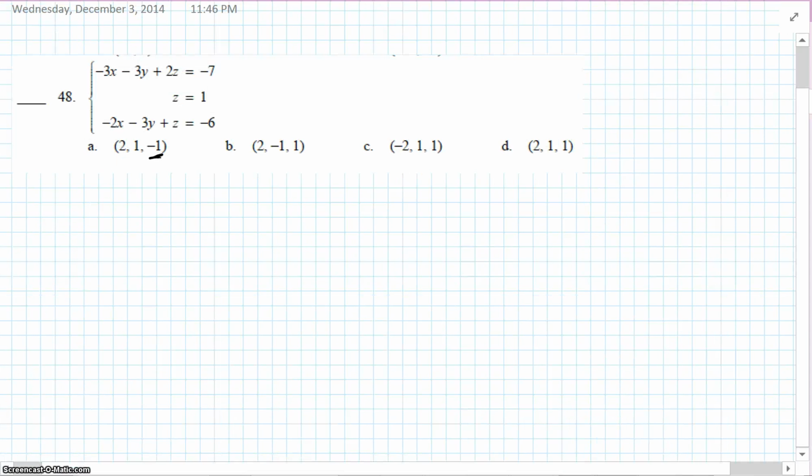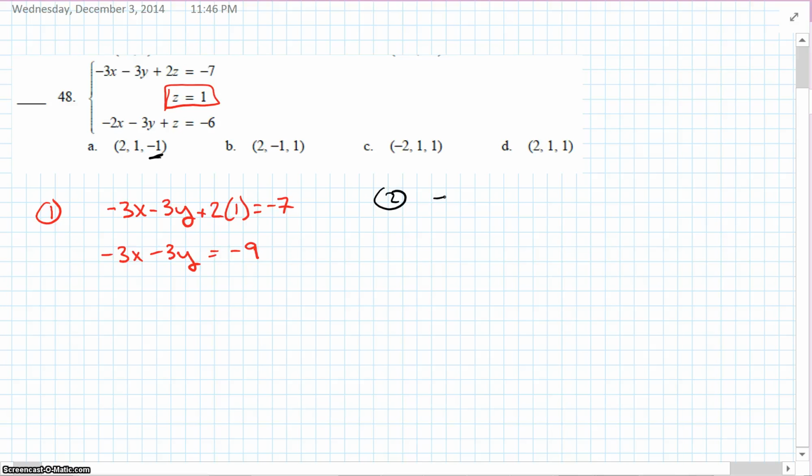48. Alright, we have a 3-variable equation, but one of the variables just equals 1. So let's rewrite that in. Negative 3x minus 3y plus 2 times 1 equals negative 7. Okay, we can rewrite this as negative 3x minus 3y plus 2. So minus 2 from each side equals negative 9. Okay, so that's the first equation. The second equation is negative 2x minus 3y plus 1 equals negative 6. So negative 2x minus 3y equals negative 7.